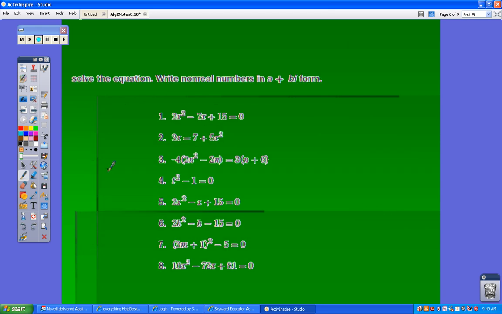Okay, solve this equation, writing non-real numbers in a plus bi form. We're not going to do all of these, but we're going to do some of them. They actually want us to solve it. You could solve it by factoring, which we talked about. You could solve it by graphing, second calculate zero, or you can solve it by the quadratic formula. I'm going to do probably one of each because this is review. Okie dokie, let's go with number 4 first.